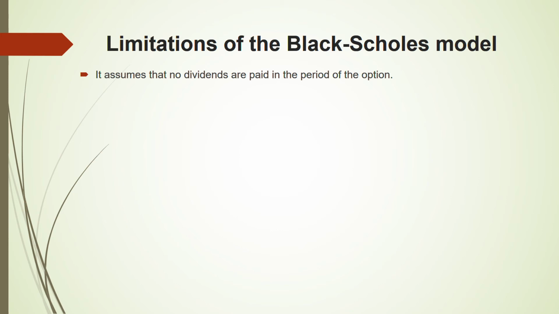Because in reality, you do pay dividends, and hence your share price gets affected during the period of that option. Let's say you have taken an option for 3 months or 6 months. During that period, your share price might change. But in the Black-Scholes option pricing model, that PA that you are putting, we are assuming it is the same PA. The same share price remains for the 3 months during the period of the option.